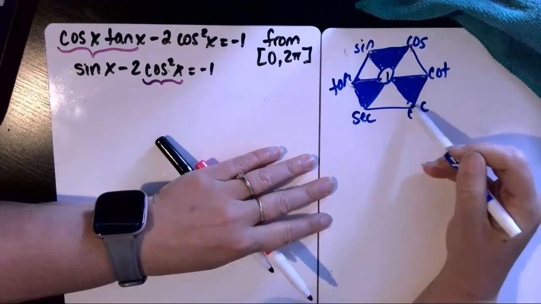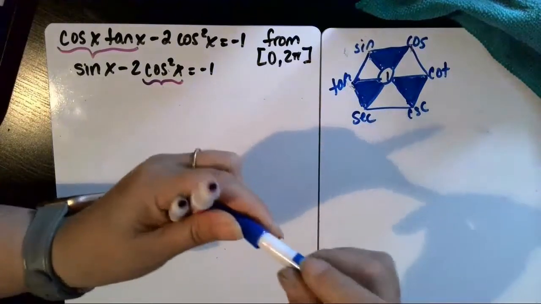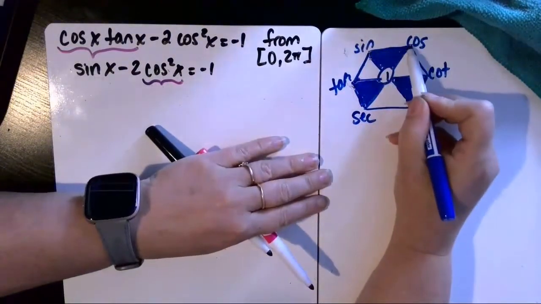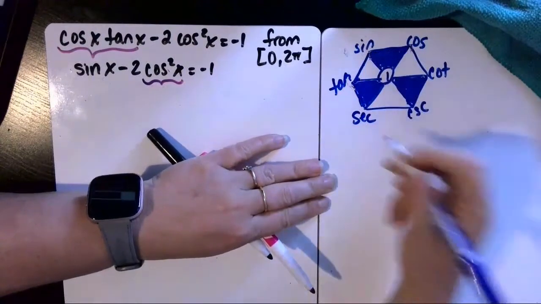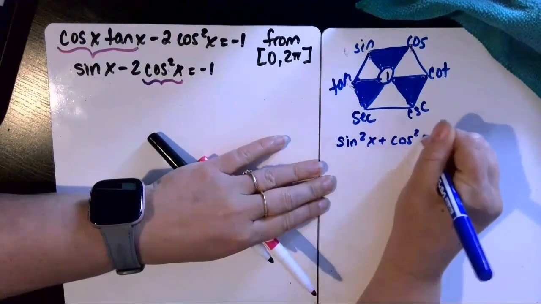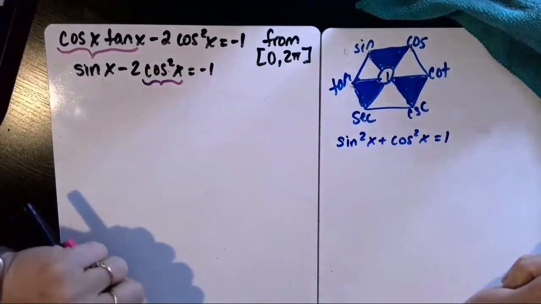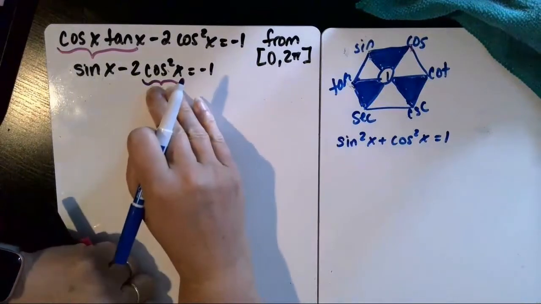1 plus cotangent squared x equals cosecant squared x, or the one that we're going to use up at the top, sine squared x plus cosine squared x is equal to 1. So sine squared x plus cosine squared x equals 1 is the Pythagorean identity that we're going to pull from the hexagon and apply in this situation.